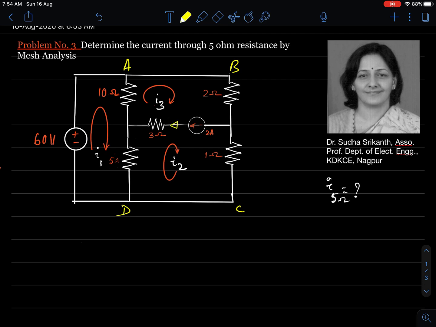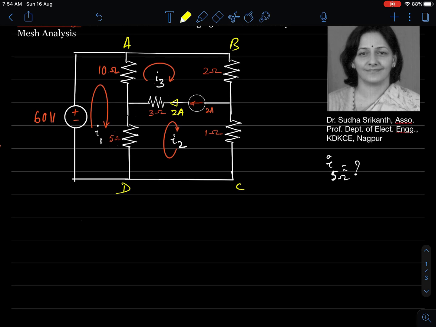This current is 2 amperes. We can write one more equation for 2 amperes. And you get 3 equations and 3 unknowns you can solve. Calculator will help us solve. Now, how do we do it? Okay. So, let's go ahead with the solution now.